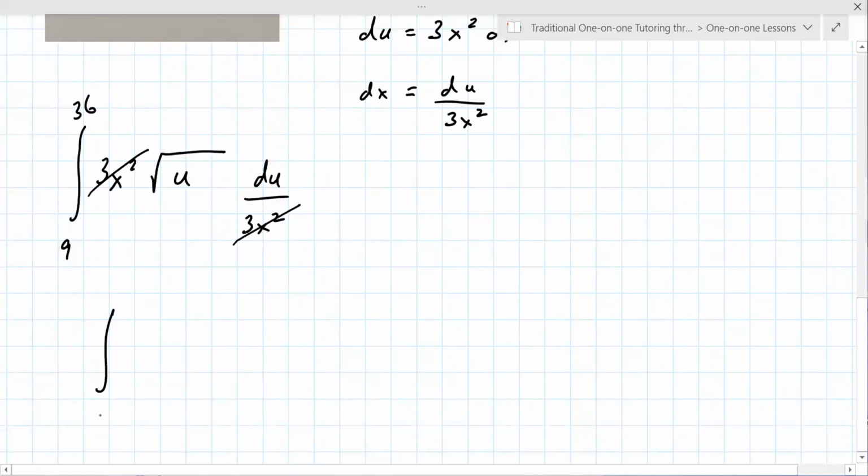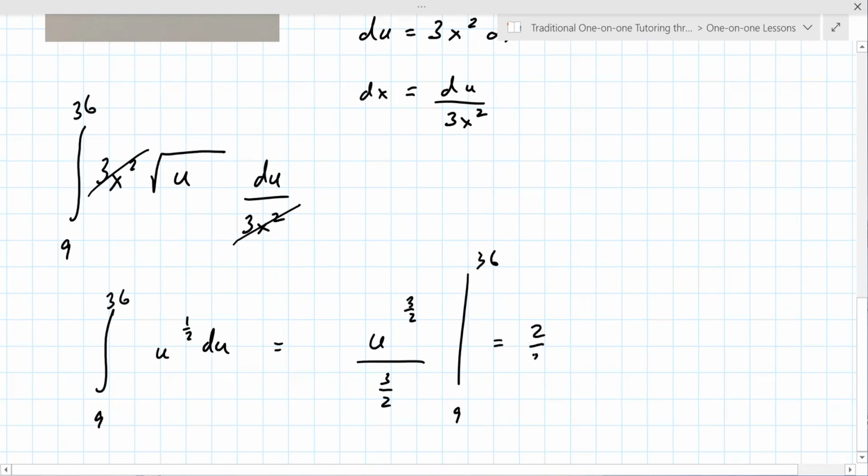Yes. That becomes the integral from 9 to 36, u to the 1/2 power du. And then this is the step when you finally integrate. I think the last time we met, you would be given a problem like this. Now it's getting to a problem like this. So you add 1 to the exponent, just like the last problem, divide by the new exponent, 9 to 36. So this is 2/3 times 36 to the 3/2 power minus 9 to the 3/2 power.